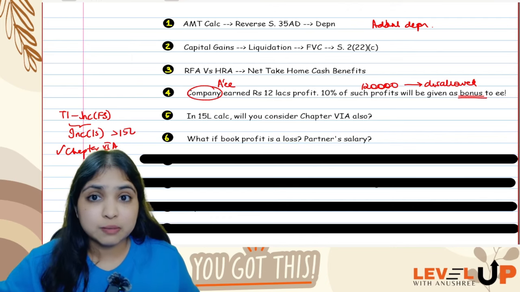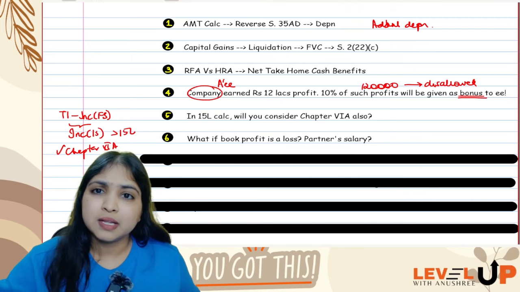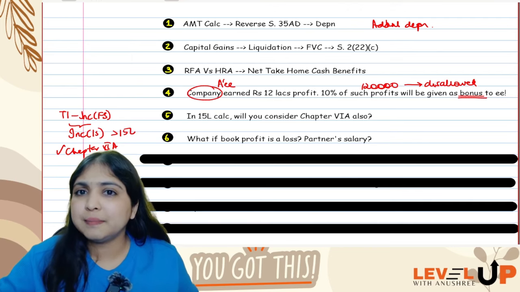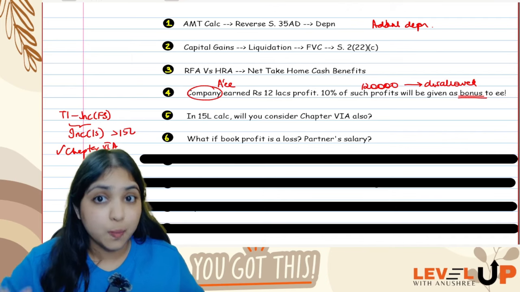In simple words, if the book profit is a loss, if it's a negative number, then for the firm, will the partner salary be allowed or will it not be allowed? And if allowed, how much?